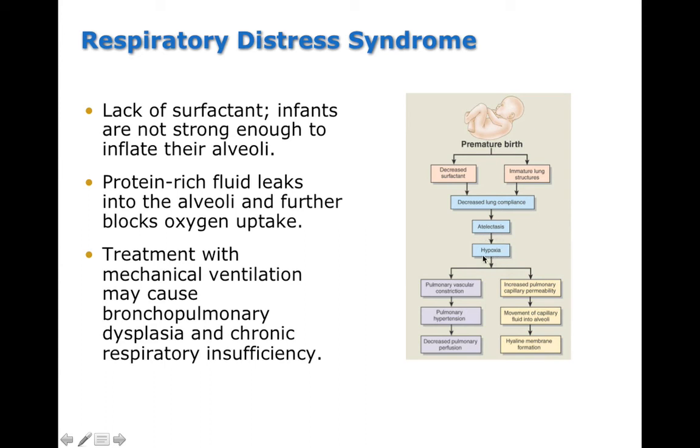That can lead to hypoxia, which can lead to things like pulmonary vascular constriction, pulmonary hypertension, and a decrease in pulmonary perfusion. It can also lead to increased pulmonary capillary permeability from that hypertension. This is why you get movement of fluid into the alveoli, causing this hyaline membrane formation, and that further blocks the airways. Now, the treatment for this is mechanical ventilation, which just forces their airways open.